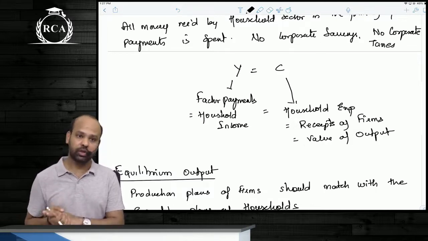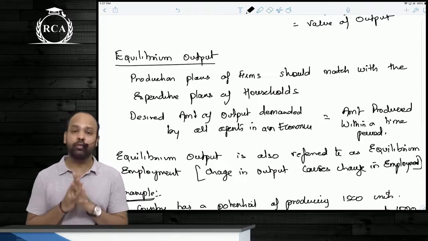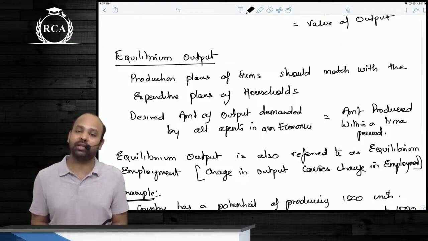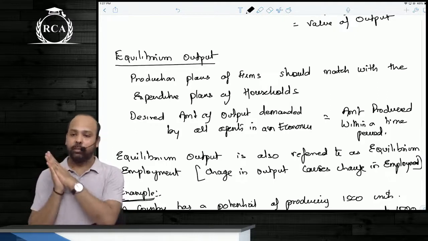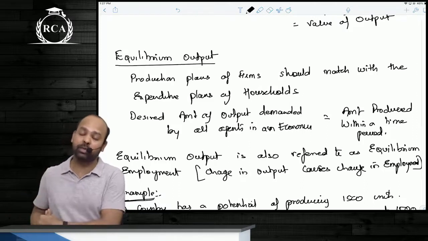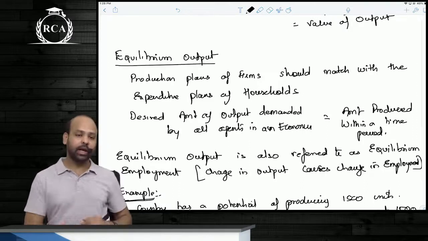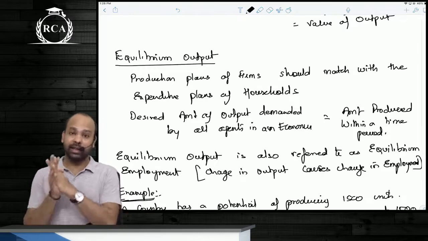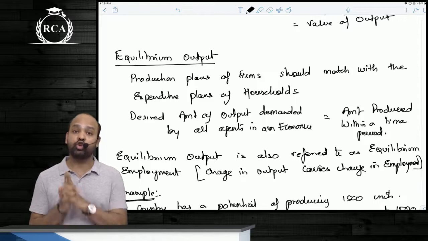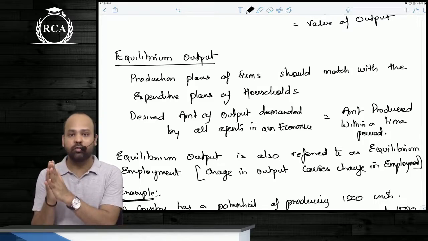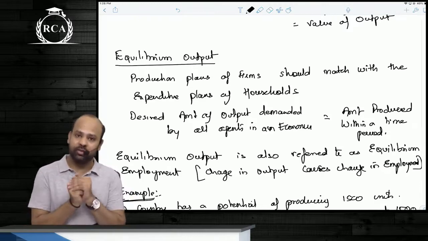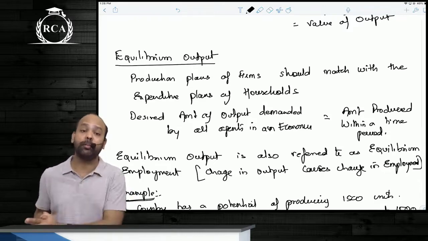After that, I told you the meaning of the word equilibrium output. So equilibrium output is that output level where the planned expenditures of the consumers match with the planned production plans of the firms. So aggregate demand should be equal to your aggregate supply. That is equilibrium output. Now there's no compulsion that equilibrium output should occur at the natural level of real GDP, that is the point where all the resources of the nation are fully utilized. Not necessary that it should result at the full employment level.